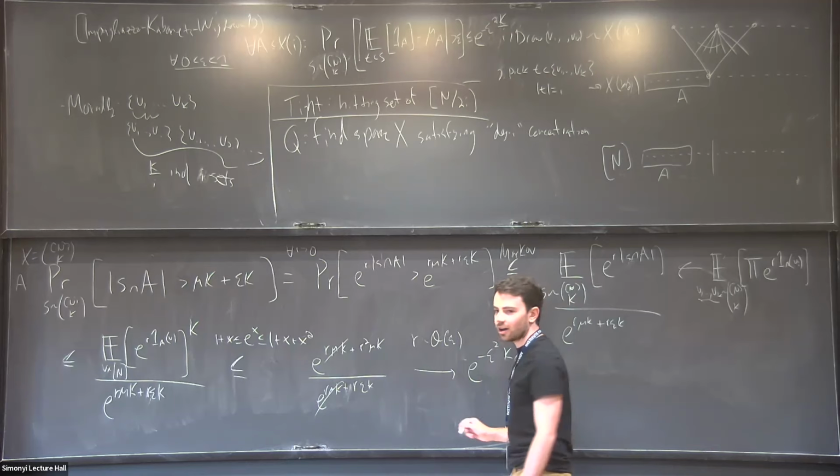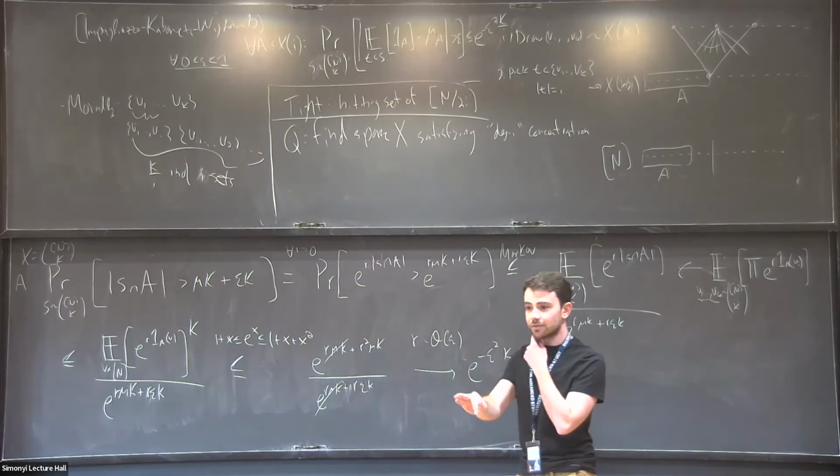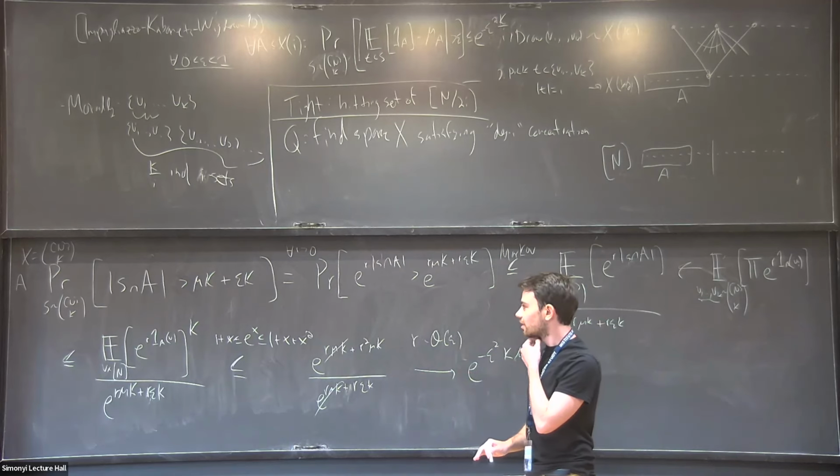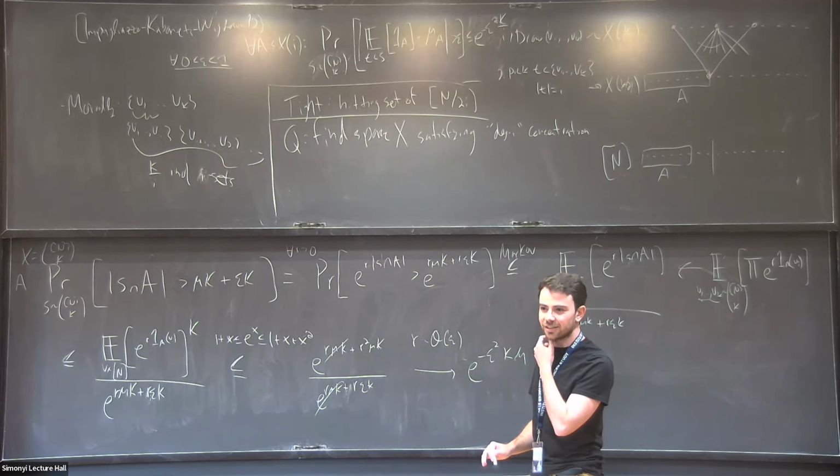Maybe there's going to be a constant or something. You're using that epsilon is small. I am using that, yes, I am using that epsilon is small. E to the x less than or equal to 1 plus x squared. This will only be true for small x. Yeah. Good.